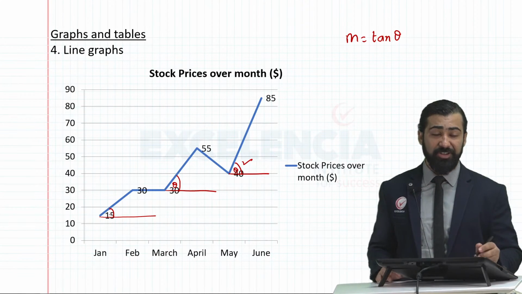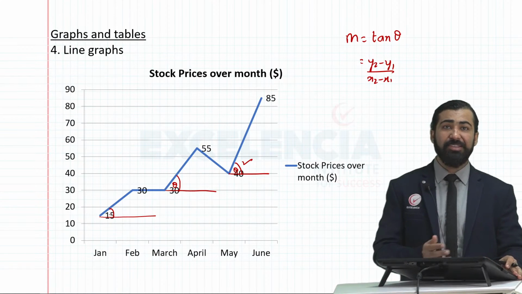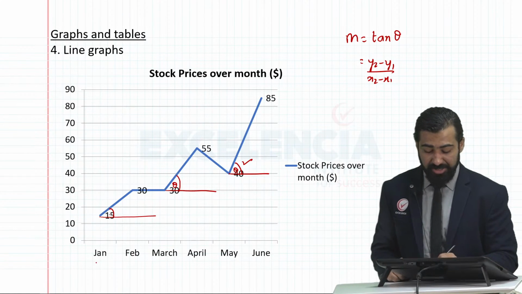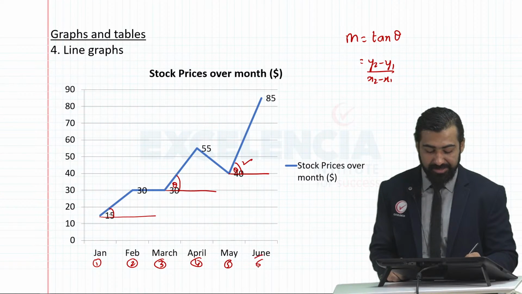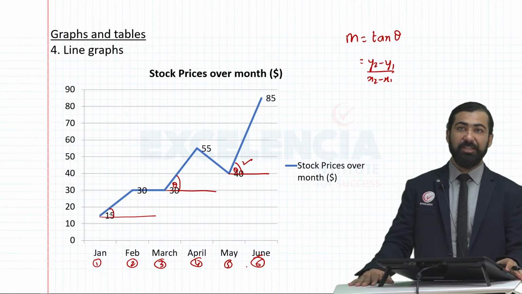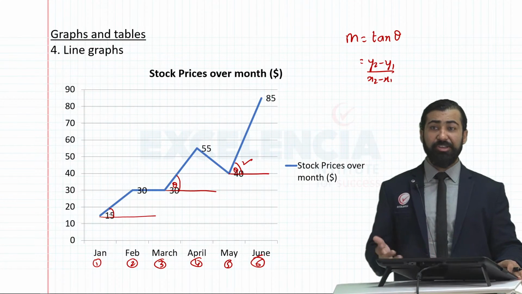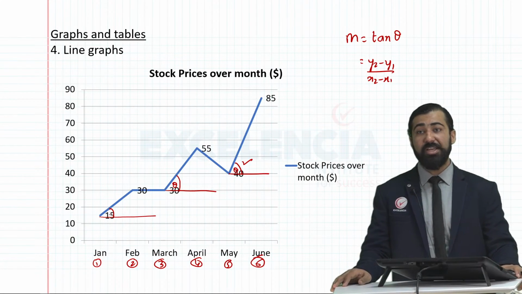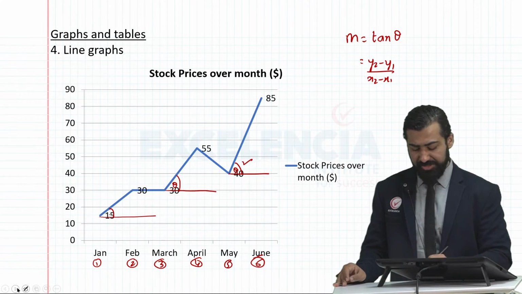You can also verify this using the formula y2 minus y1 divided by x2 minus x1, where x2 and x1 are your month numbers. Take this as first month, second month, third month, fourth, fifth and sixth. You can verify like that. Generally, simple questions will be asked on line diagrams, and whatever we have learnt in straight line graphs, plotting straight lines, we will be using that knowledge to solve questions on this.